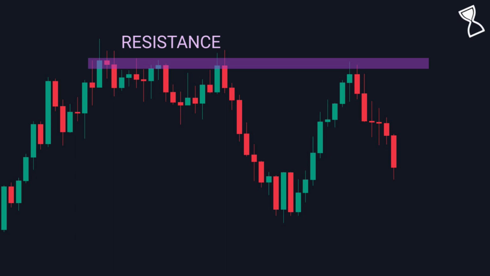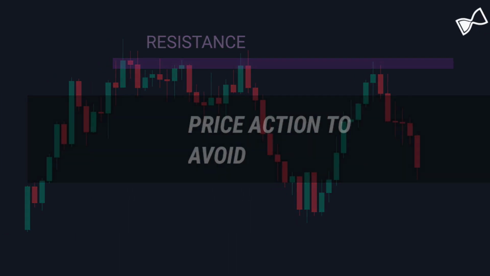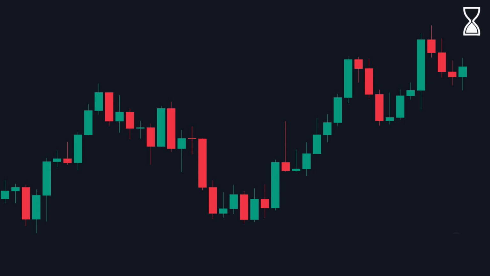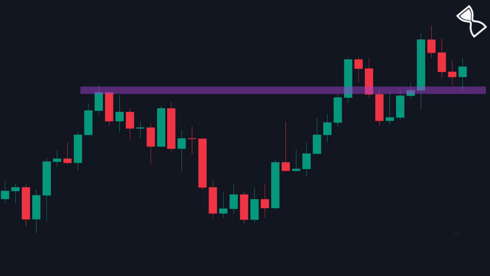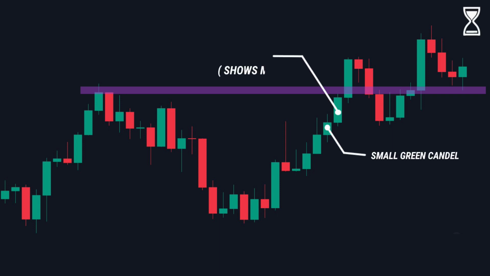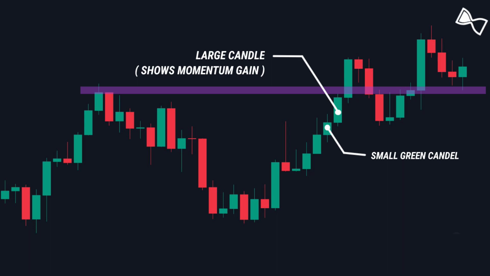Now in the following examples, I'll show you price action you want to avoid. Here's the chart. As we look to the left, this is a clear level of resistance. Now look what happens when price approaches this area again. We have a small candle, but then the following candle is a large candle, which shows a gain of momentum. You do not want to see momentum gaining as it approaches these key levels, because if price doesn't slow down, there's a high chance it will break right through these levels. As you can see there was no price action that signaled a reversal.